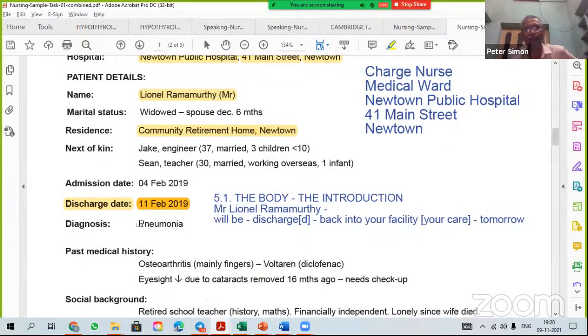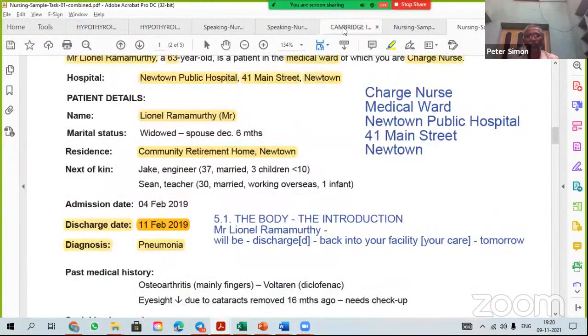These two words will come. So diagnosis, past, happened, finished, already diagnosed. Already diagnosed. Diagnosed with pneumonia. Diagnosed with pneumonia. So that you are going to write here. Mr. Lionel Ramamurthy diagnosed with pneumonia.